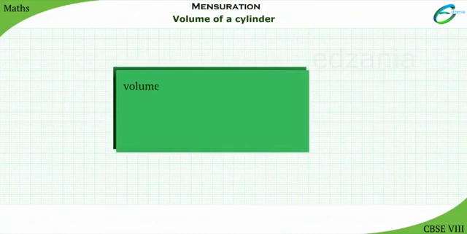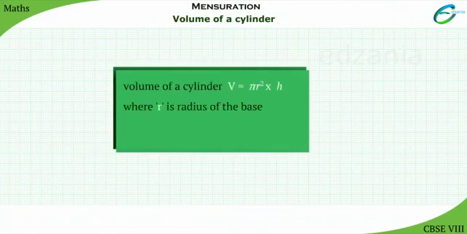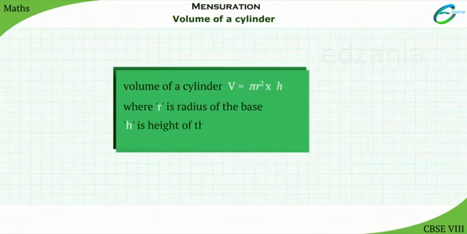Volume of a cylinder is given as V is equal to pi into r square h, where r is the radius of the base of the cylinder and h is the height of the cylinder.